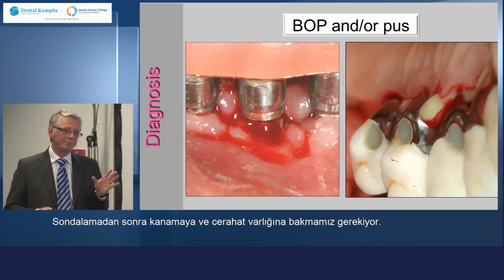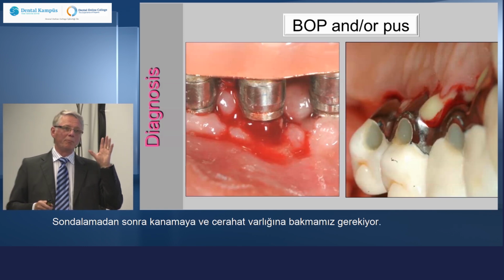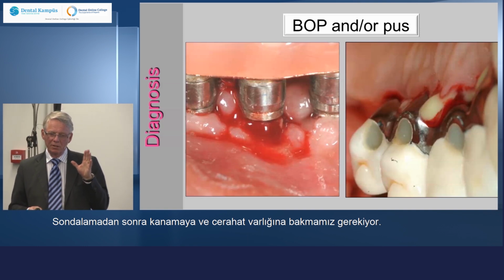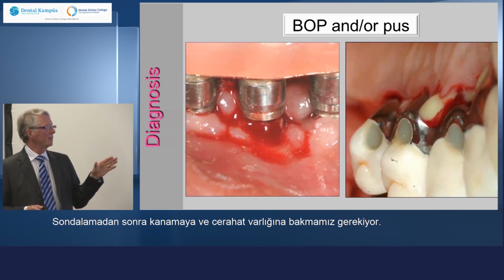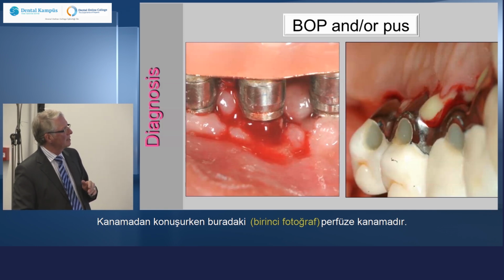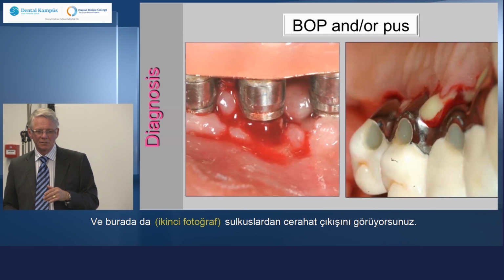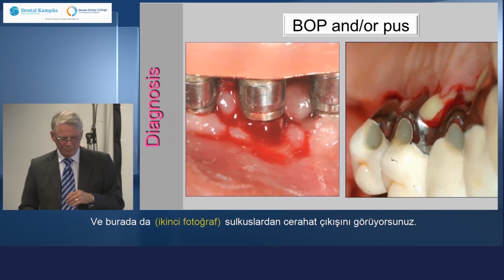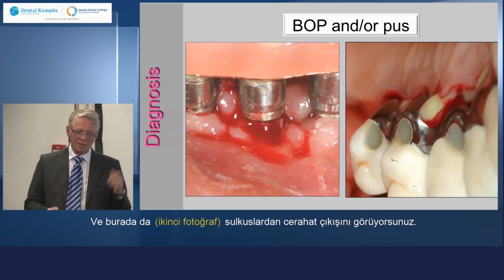After probing, we should look for bleeding, and we should look also for presence of pus. And when we talk about bleeding, this is a profuse bleeding like this, and here you can definitely see pus coming out from the sulci.